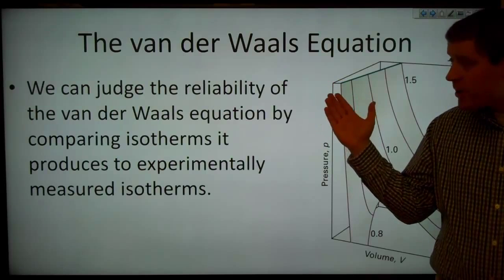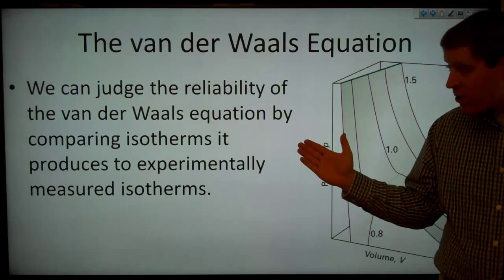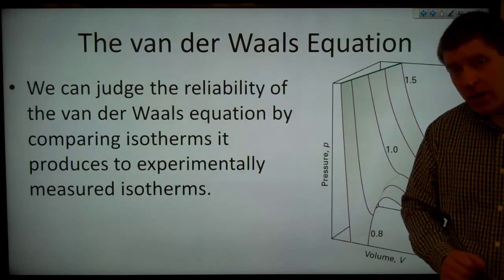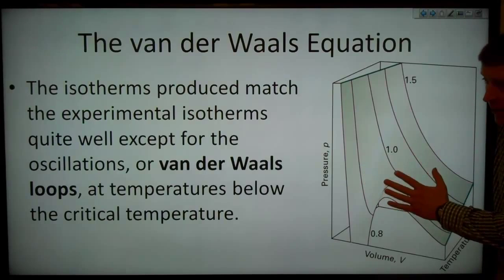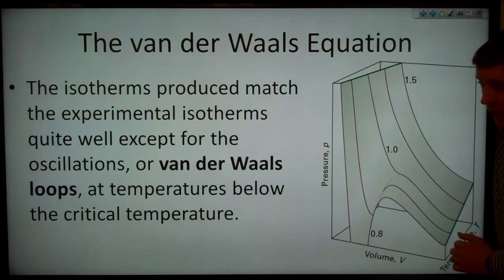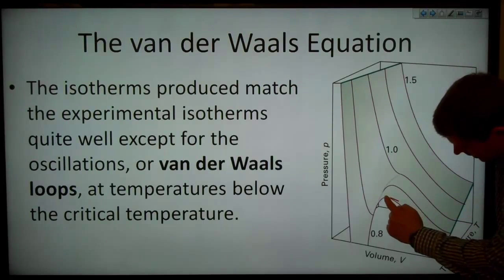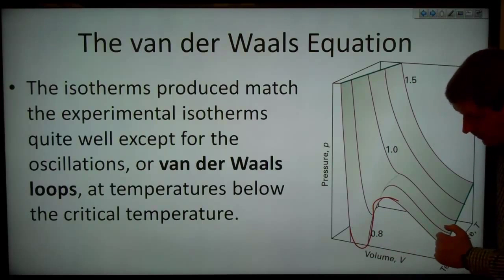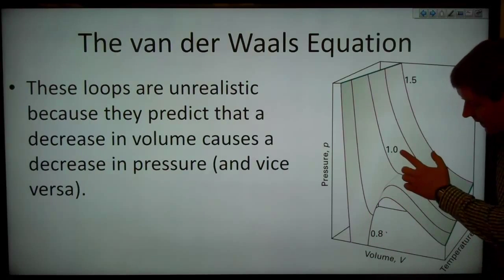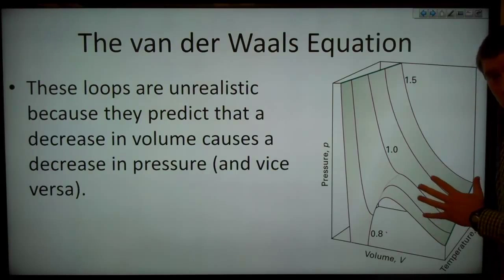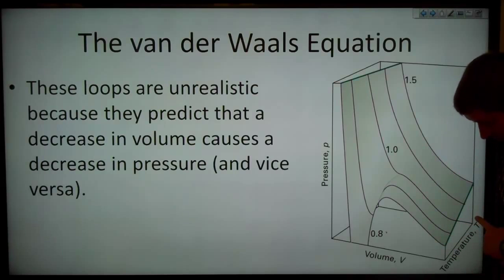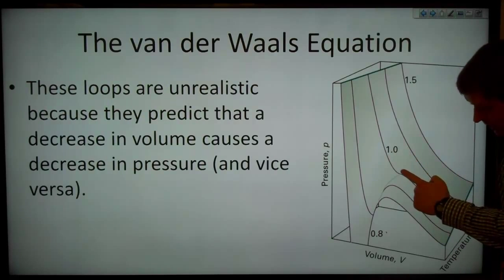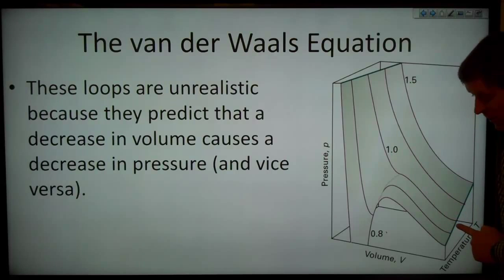Now, we can judge the reliability of the van der Waals equation by comparing isotherms it produces to experimentally measured isotherms. So the isotherms produced match the experimental isotherms quite well, except for the oscillations or van der Waals loops at temperatures below the critical temperature. So those are these loops here. So note that the numbers we've got written here, 0.8, 1.0, and 1.5, are the values of the temperature as it is divided by the critical temperature. So 1.0 represents the isotherm at the critical temperature.